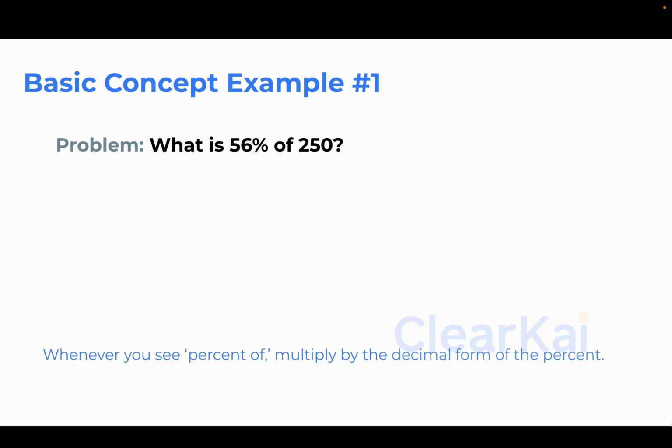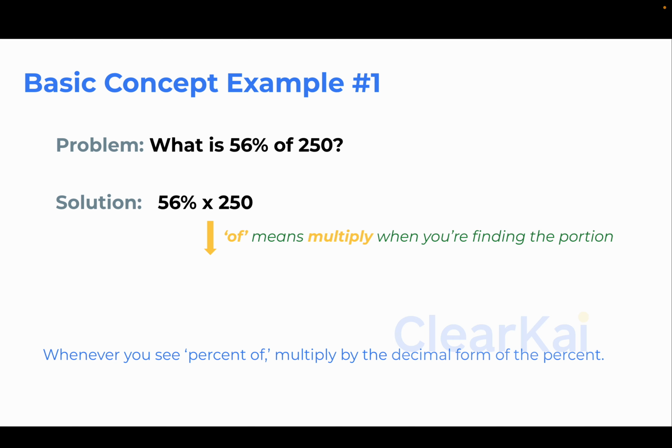Let's look at a simple example to see how percents work in action. Here's the question. What is 56% of 250? When you see percent of in a problem, it always means you will be multiplying the decimal form of the percent by the number. So we start with 56% of 250, which means 0.56 times 250, and that gives us 140. So 56% of 250 is 140.